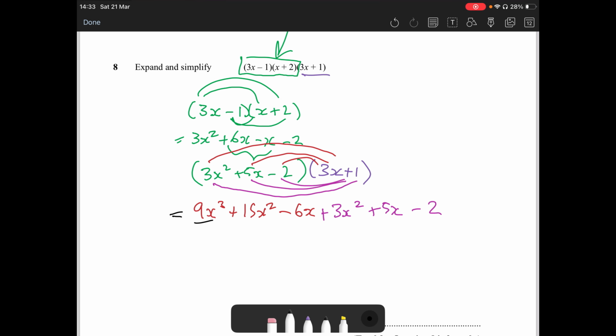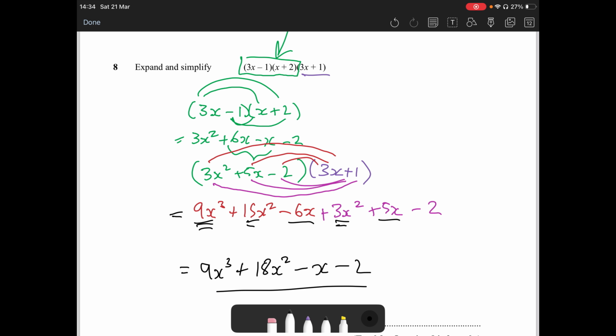So look, that's my only cubic term, so 9x cubed stays put. My x squared terms, which are 15 plus 3, that's plus 18x squared. My minus 6x and my plus 5x, that's minus x, or minus 1x. It's better to write minus x. And then my minus 2 at the end, my constant term.